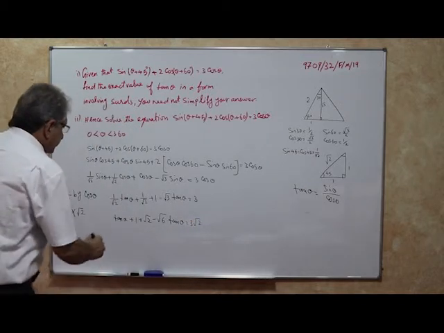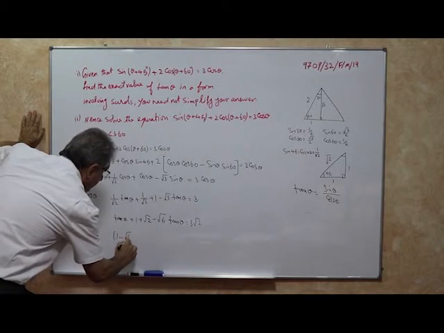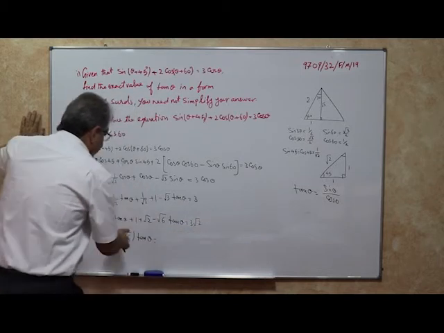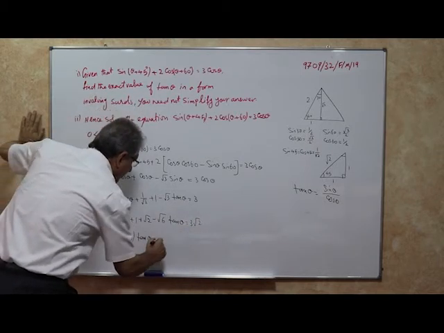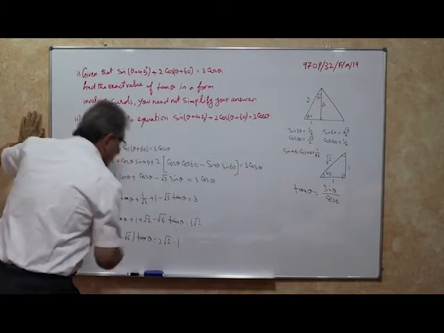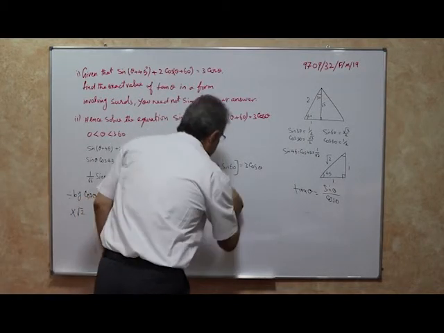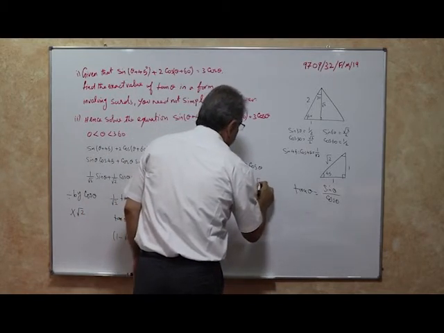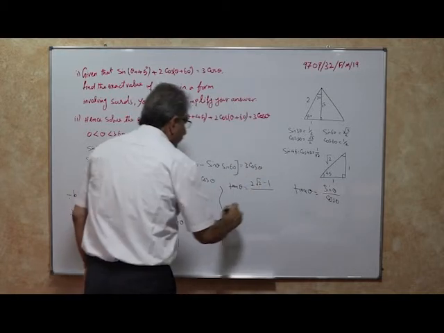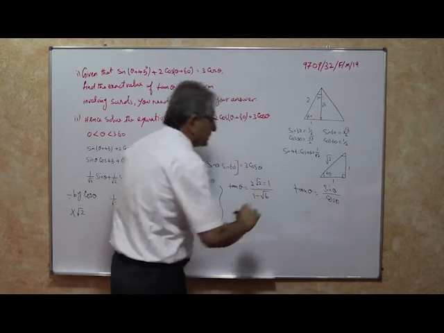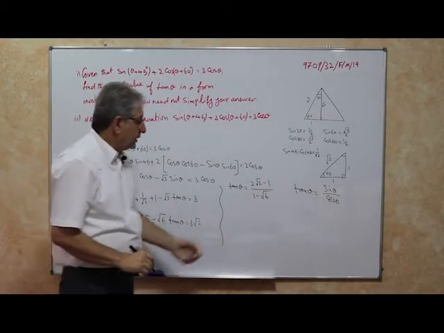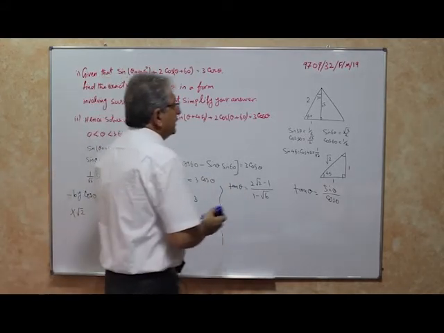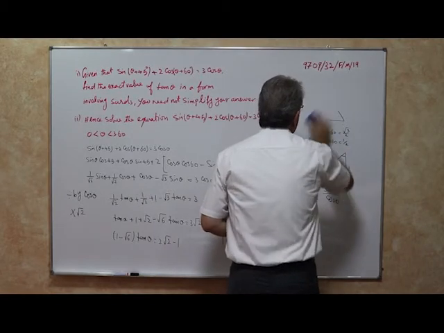Now I can say 1 minus the square root of 6 tan theta is equal to, taking everything to the other side, 2 square root of 2 minus 1. Therefore tan theta is equal to 2 square root of 2 minus 1 divided by 1 minus the square root of 6. This is the final answer for the value of tan theta. Now I will erase this part. We don't need this anymore.